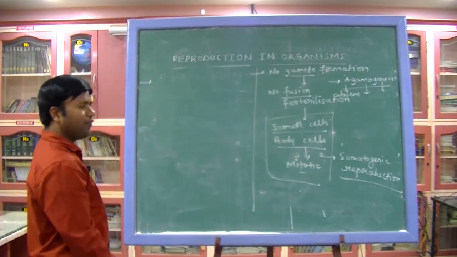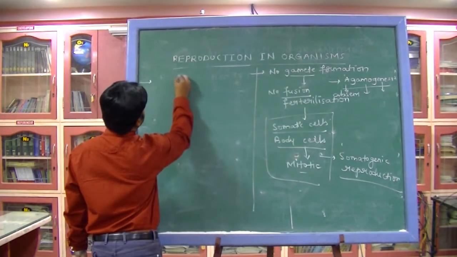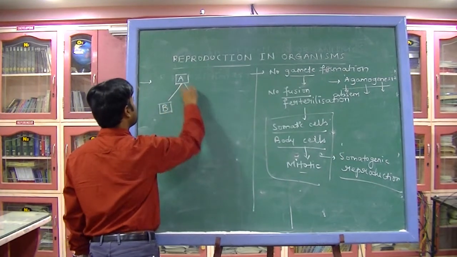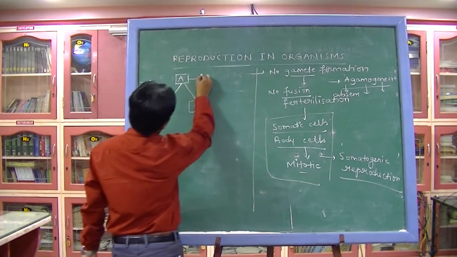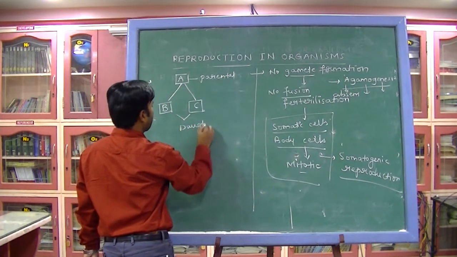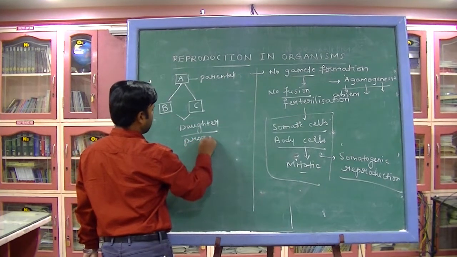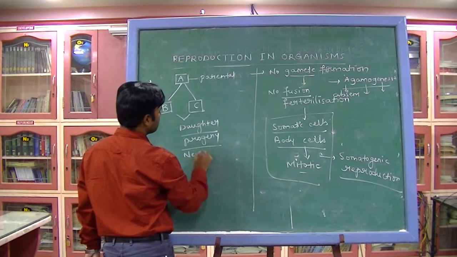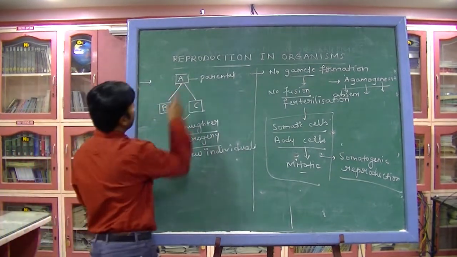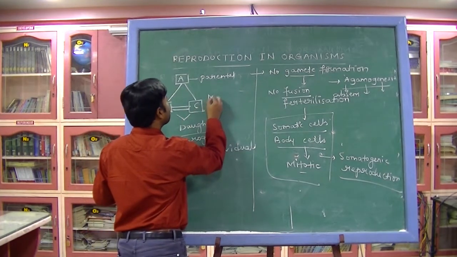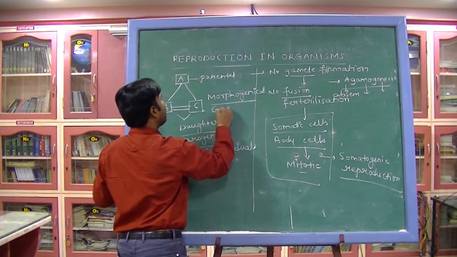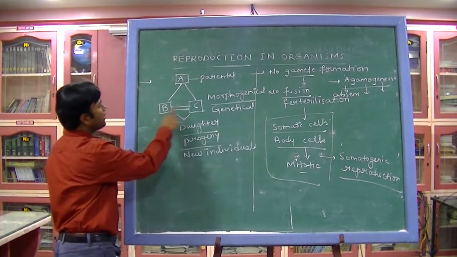These are nothing but characteristics of asexual reproduction. If a new individual, I will write here, this is the parental one. Next, here it is B, this is the daughter, this is also daughter. From the parental one, what are we getting? We are getting two daughter cells, or else two progeny, two new individuals. When we see like that, these two individuals are morphologically and genetically the same.